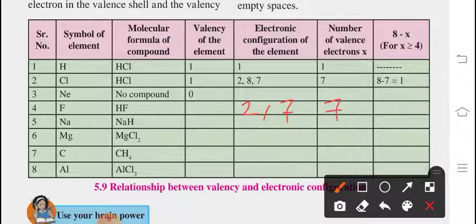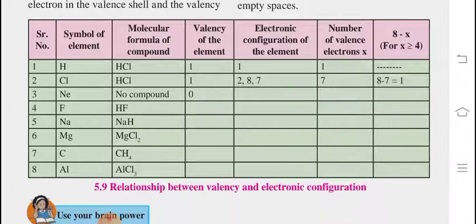Okay. Now, what about the valency of the element? So here, hydrogen is pairing with this fluorine, so we can write 1 electron is going to be shared with these 7 electrons, so we can write over here 1 electron. Okay, so now you can subtract 8 minus 7 again, so it will be 1 only. So number of valence electrons is 7.